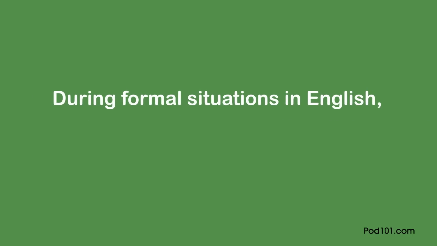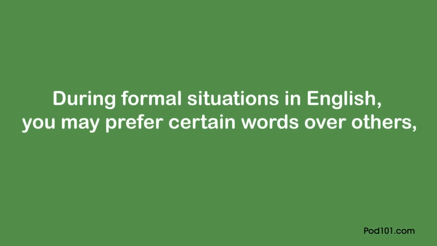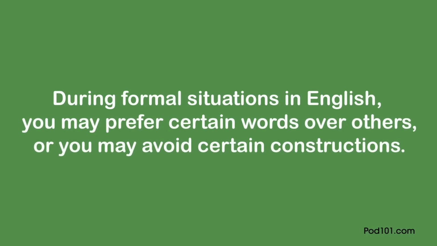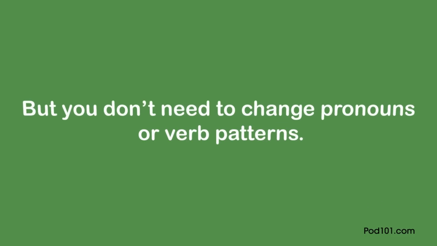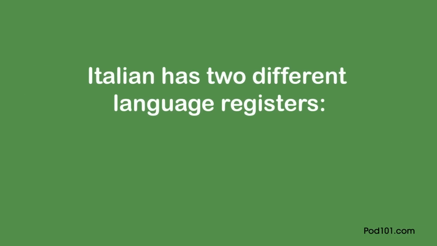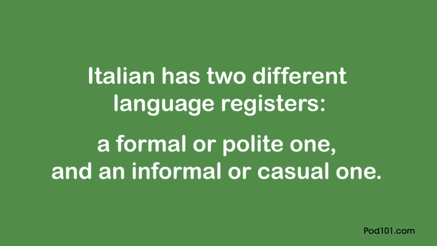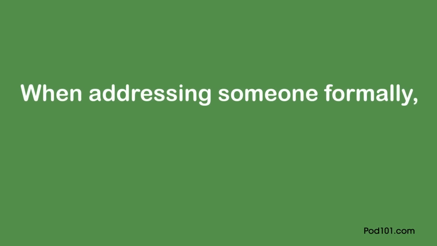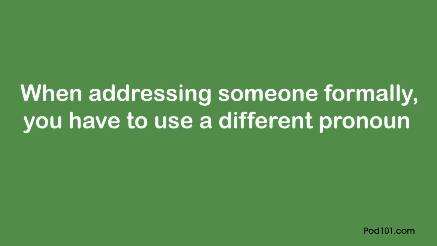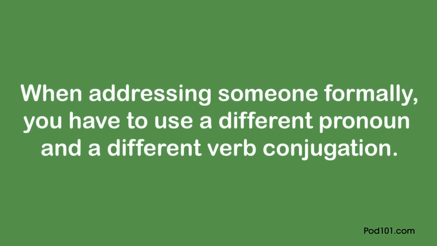During formal situations in English, you may prefer certain words over others, or you may avoid certain constructions, but you don't need to change pronouns or verb patterns. Italian, however, has two different language registers, a formal or polite one, and an informal or casual one. When addressing someone formally, you have to use a different pronoun and a different verb conjugation.